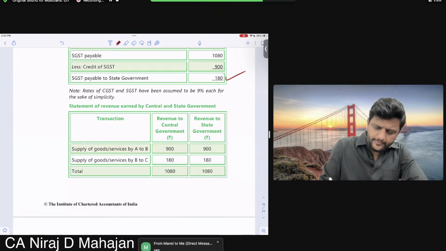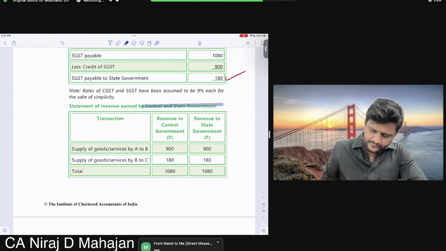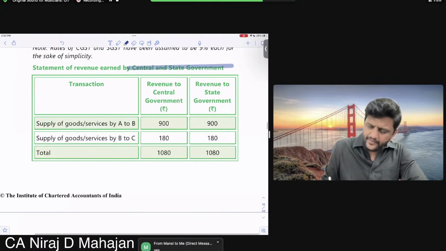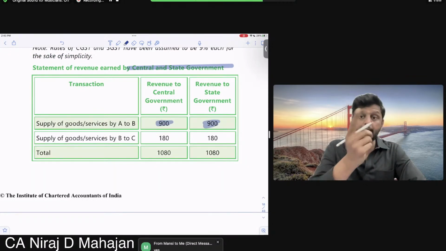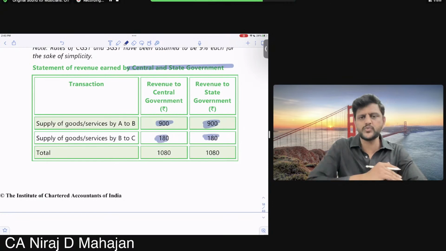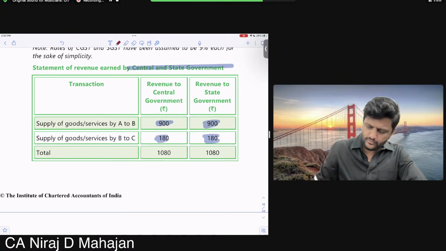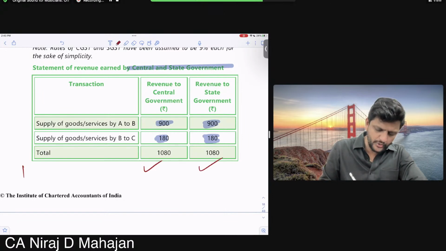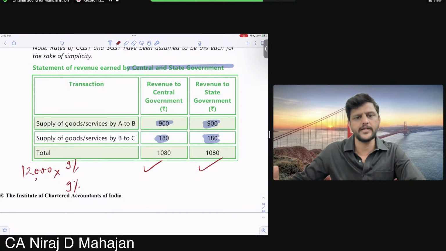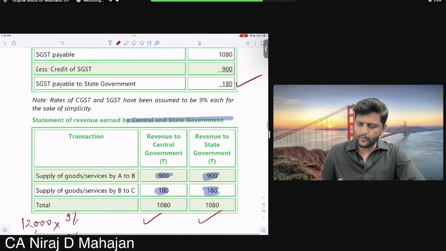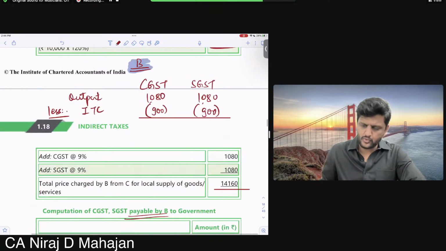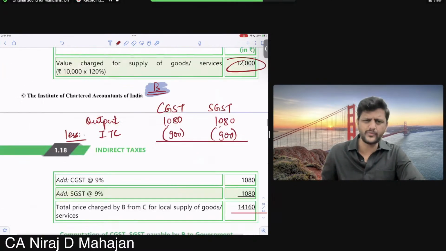The statement of revenue earned by central and state government, check. A paid 900 ना बच्चों, है कि नहीं? And B paid only 180, 180. Agreed or no? Because we gave him the credit, no? But ultimately 1080 collected by the government. How? Because the final product going to the customer is of 12,000. On that 9%, 9%. Check. Is it right? On 12,000 बच्चों, 12 nines are 108, no? Correct. Done everybody? Because the final product sold by B was for 12,000 worth before taxes. Done? That was a very simple example, okay?